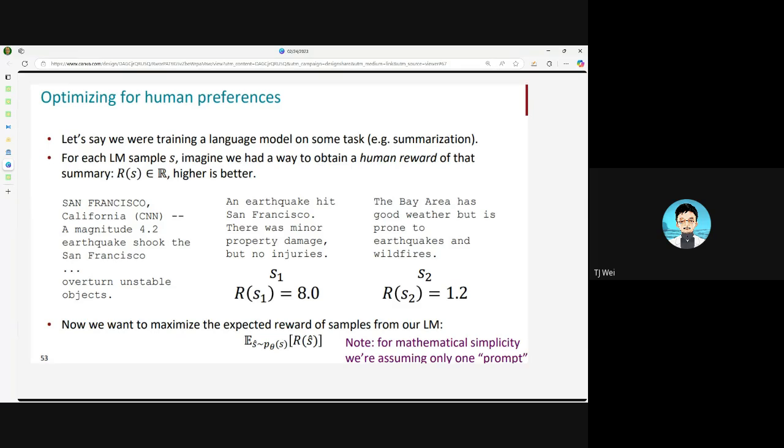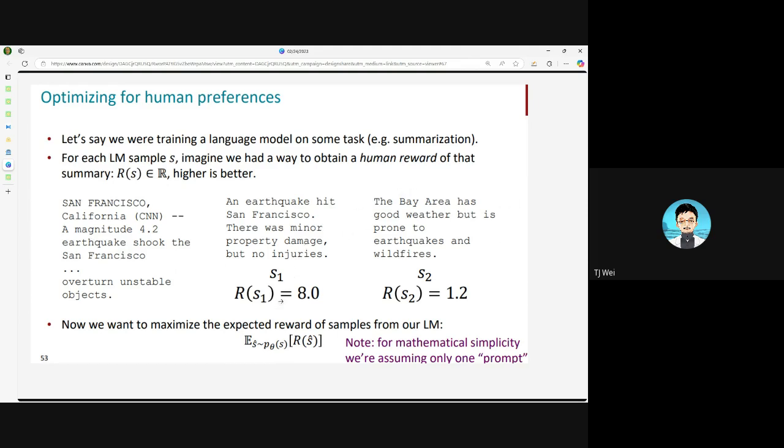So okay, let's see. We are training a language model on some kind of task like summarization. Just for example, currently we are mostly focusing on chat assistants, but say we are working with a text to be summarized. For each text, the language model samples a summary. Imagine we had a way to get the human reward of that summary. Higher is better. So for example, this is a long text and we have two summaries.